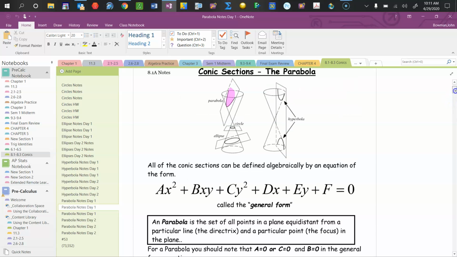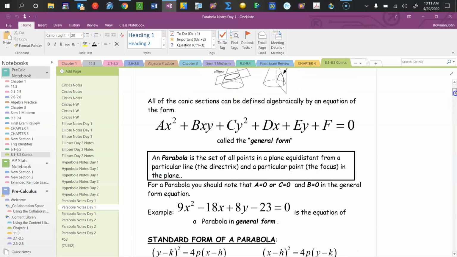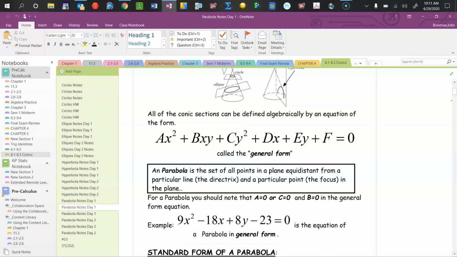So let's talk about the definition of a parabola. The definition of a parabola is the set of all points in a plane, flat surface, that are equidistant from a line. That line is called the directrix, and a point, and that point is called the focus. And I'll illustrate that definition for you in just a minute here.